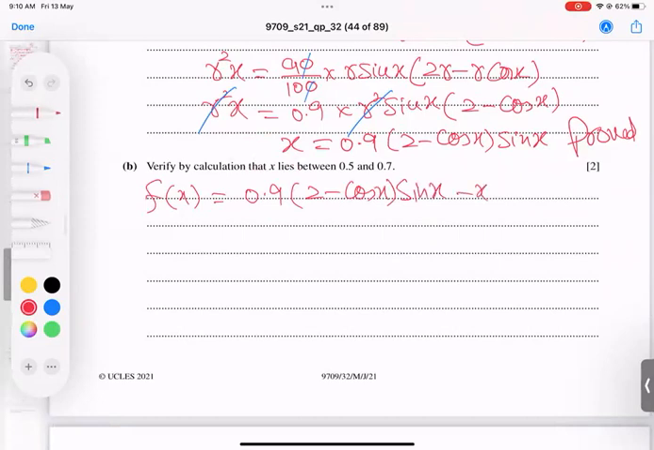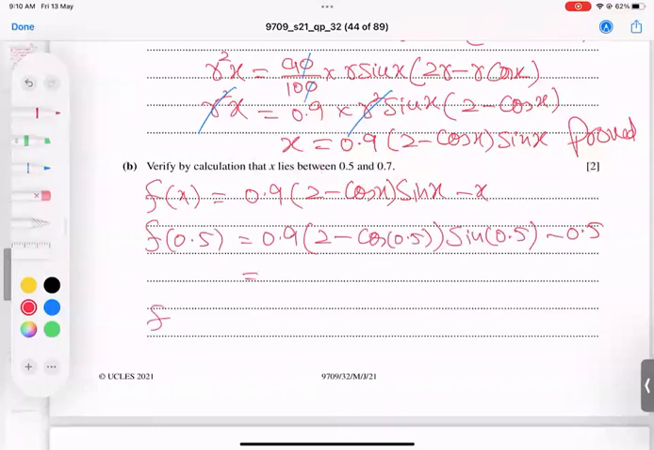Now I will plug in both values one by one, but make sure the calculator is in radians. First, I plug in 0.5 for every x. And we'll find the answer. Then I will plug in 0.7 for every x. So sine 0.7 and 0.7. And I will find both answers. So wait a minute, please.